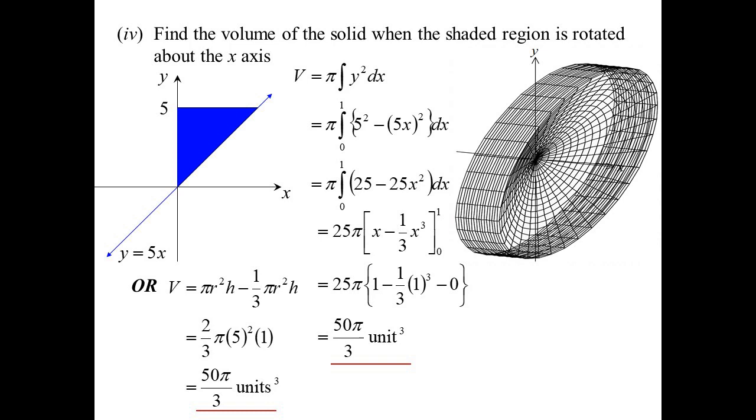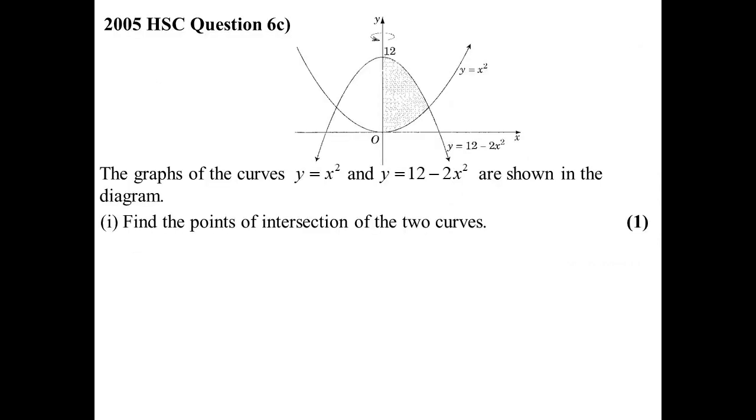And then we use integration to create a formula that we can use. If we already have one, then it's more efficient to use the one we already have. Okay, 2005 HSC question. We have 2, they're both parabolas? Yeah, they're both parabolas. One concave up, one concave down. The area in between we're going to find.